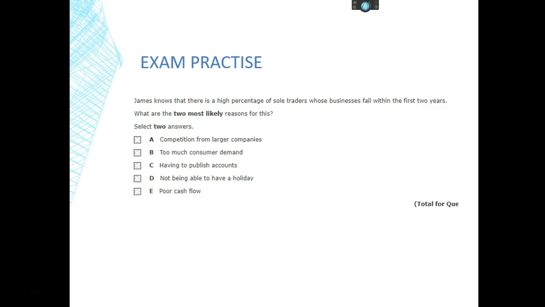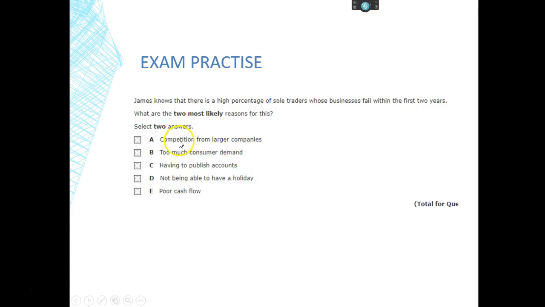Now you can see from this question that it's quite wordy. What you need to do here is make sure it's got the age-old "most likely", so you know that a lot of the answers are going to be possibles. So you really need to go through the annotation process here. You need to say to yourself, right, James knows there's a high percentage of sole traders will fail in the first 2 years. So it's looking for, why do businesses fail? What are the two most likely reasons?